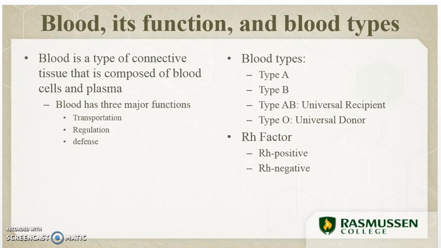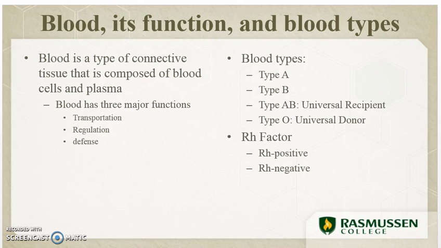Type A blood has A antigens on the surface of the red blood cells and the anti-B antibodies in the plasma. This means that they can only receive type A blood. Type B has type B antigens on the surface of the red blood cells and anti-A antibodies in the plasma. They can only receive type B blood.